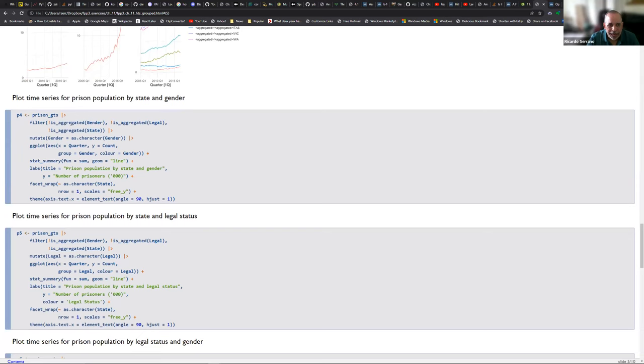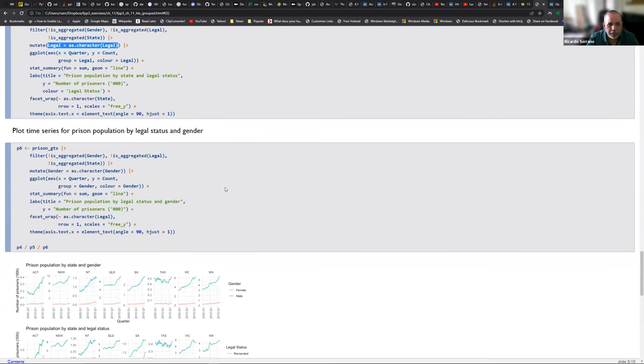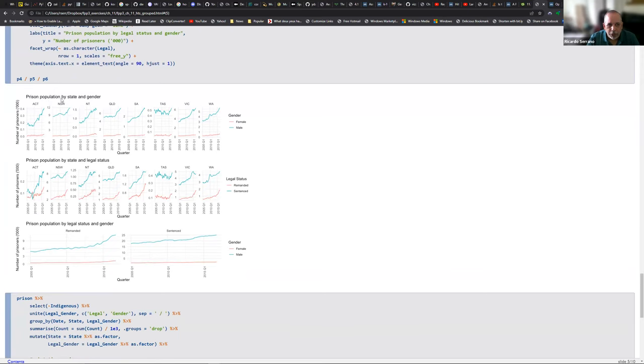As you can see here, what we're doing is turning off those aggregations, and then we mutate the gender as a character. That will give us the combination between state and gender. Then for the prison population by state and legal status, again, we turn off those aggregations and then we choose the legal as the count for the legal status. So now we have three plots. One is the prison population by state and gender, and you see the labels, the state label, and then the segregation between male population and female population. As you can see, it's pretty uniform within each of the states that the males are going really up and the females are staying kind of level.